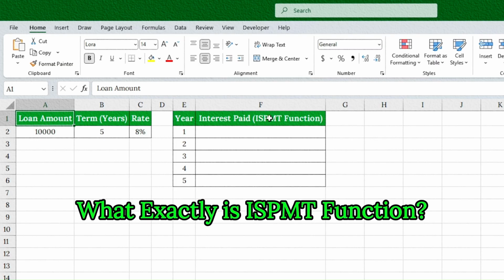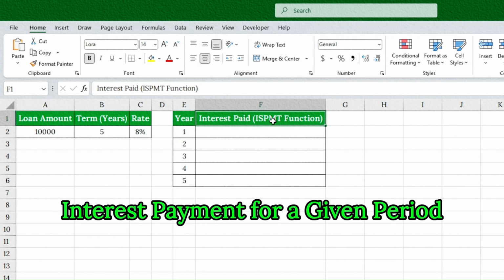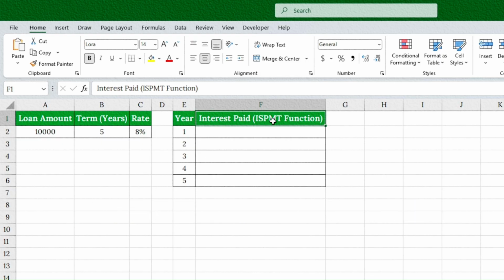So what exactly is the ISPMT function? It stands for interest payment for a given period, and it's used to calculate just the interest portion of a loan or investment during a specific time frame, like year 1, year 2, and so on.